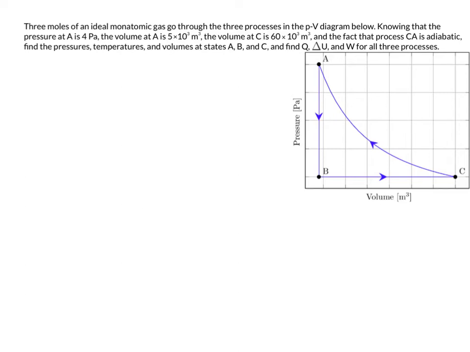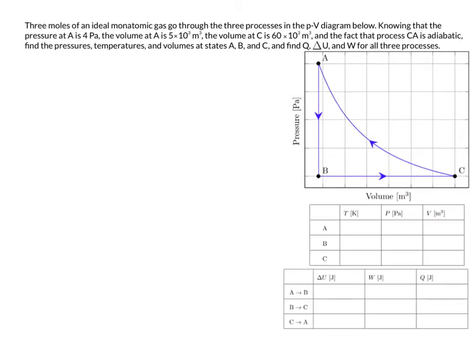All right, let's look at this problem. 3 moles of an ideal monatomic gas go through the 3 processes in the PV diagram below. Knowing that the pressure at A is 4 pascals, the volume at A is 5 times 10 to the third cubic meters, the volume at C is 60 times 10 to the third cubic meters, and the fact that process CA is adiabatic, find the pressures, temperatures, and volumes at states A, B, and C, and find Q, delta U, and W for all 3 processes.